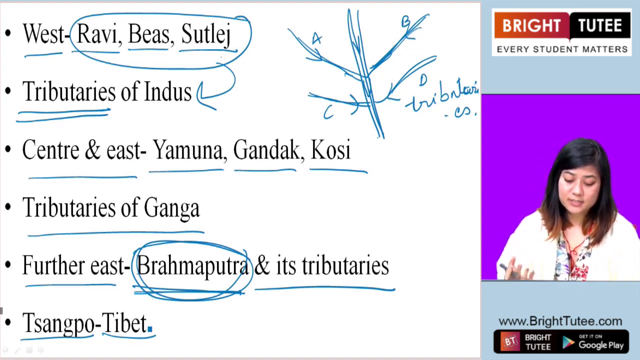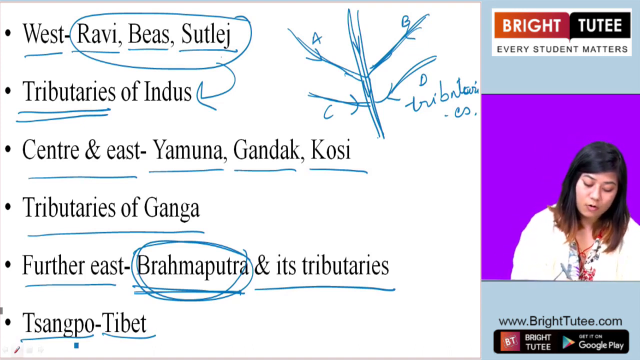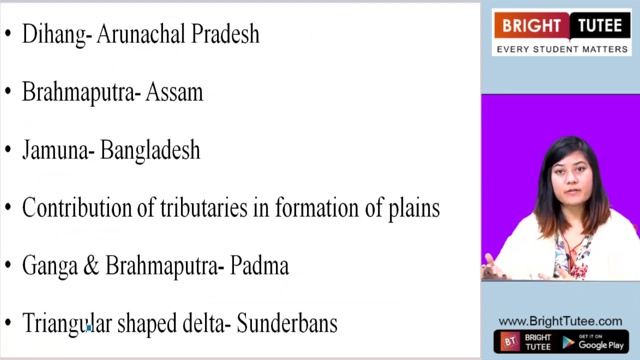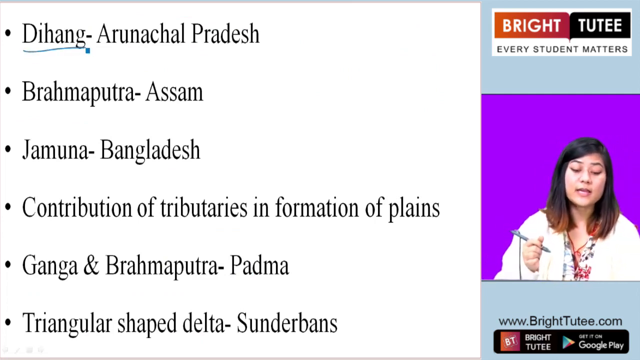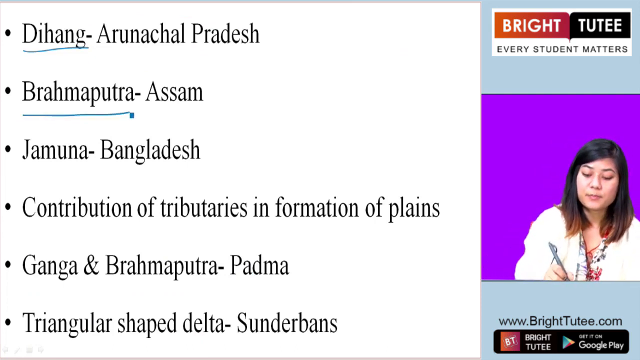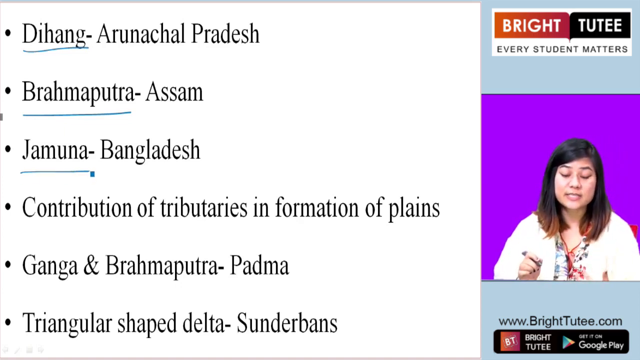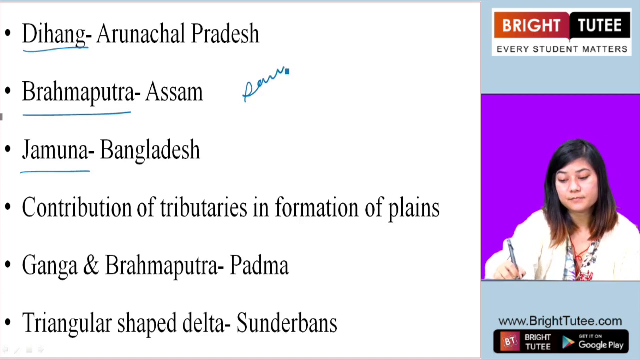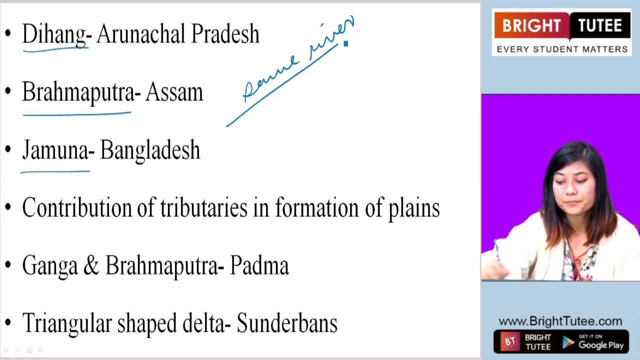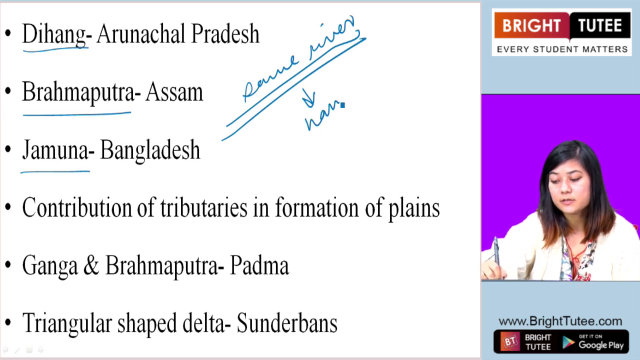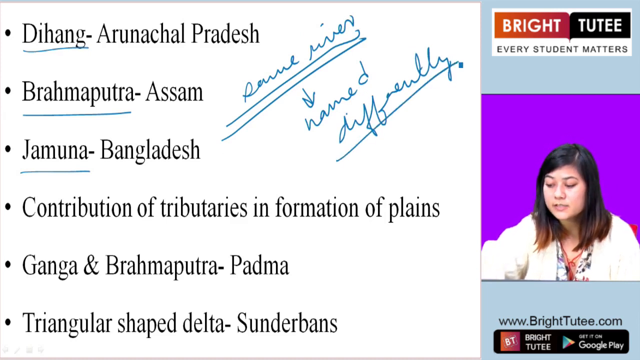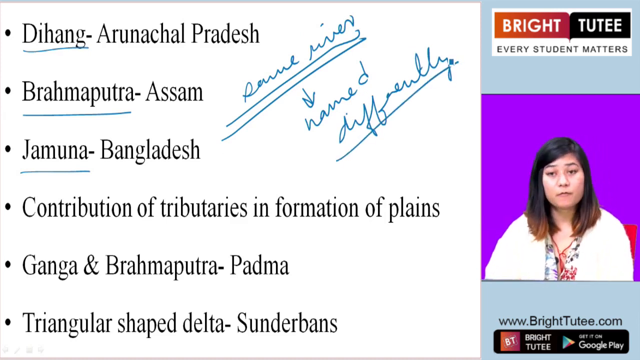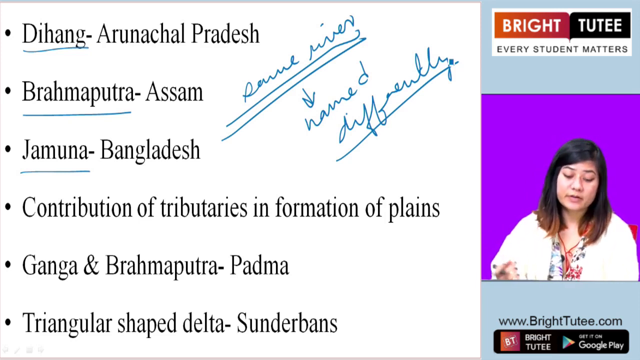But if you go to Tibet, then the same river is called Sangpo. If you go to Arunachal Pradesh, the same river Brahmaputra is called Dihang. And in Assam, it is called Brahmaputra. But again in Bangladesh, it is called Jamuna. So you can see how the same river is named or called differently in different parts of our country and in the neighboring countries.